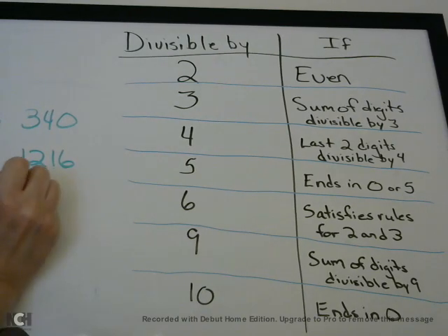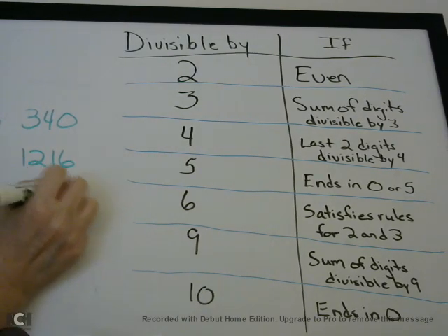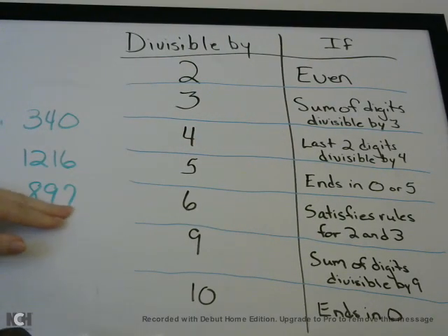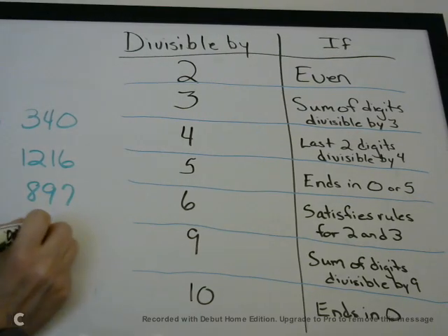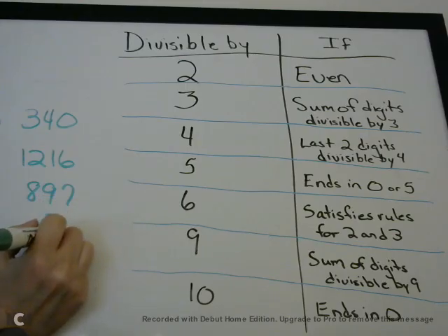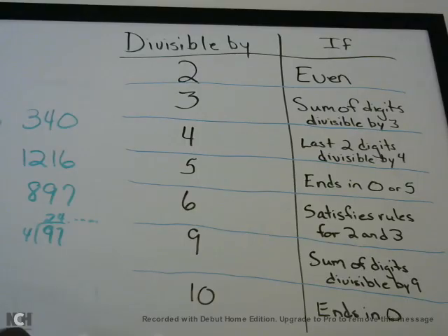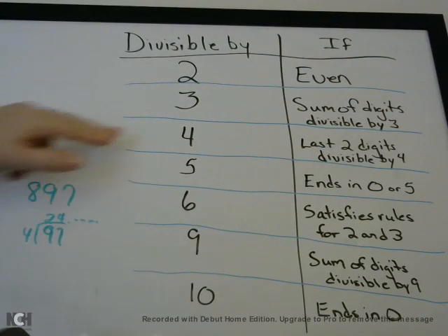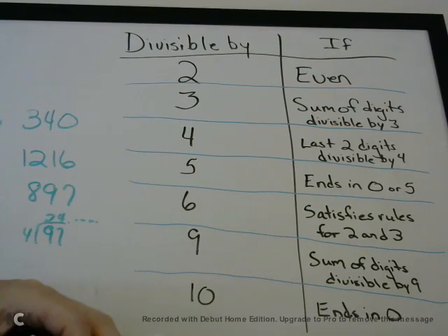How about 897? Well, look at the last two digits, 97. Is that divisible by 4? No. If you do 97 divided by 4, you're going to get 24, but then you're going to get a remainder. It doesn't go into it evenly. So we know that 897 is not divisible by 4 because the last two digits, 97, are not divisible by 4.